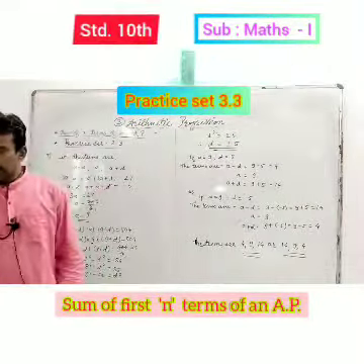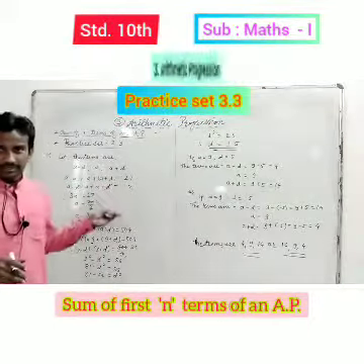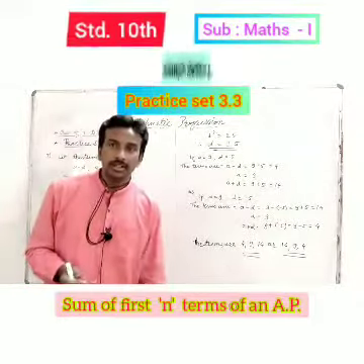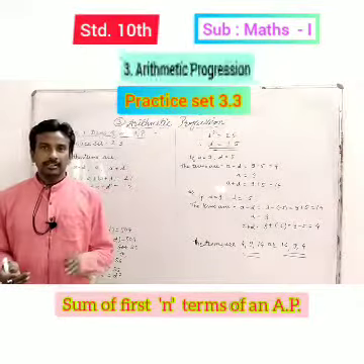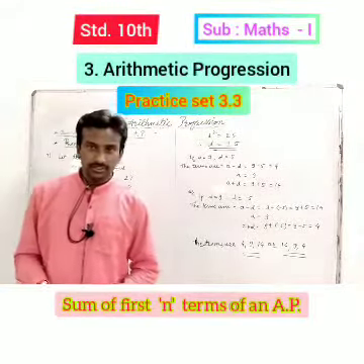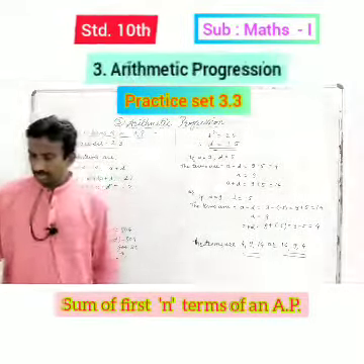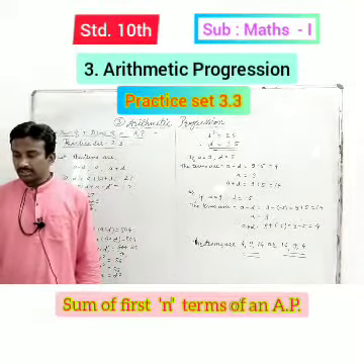Now question number 8 is same as question number 7, only there are 4 consecutive terms. The 4 consecutive terms are a minus 3d, a minus d, a plus d and a plus 3d. Same example like question number 7. Now we will see question number 9.